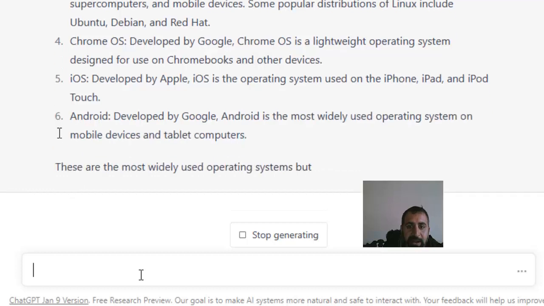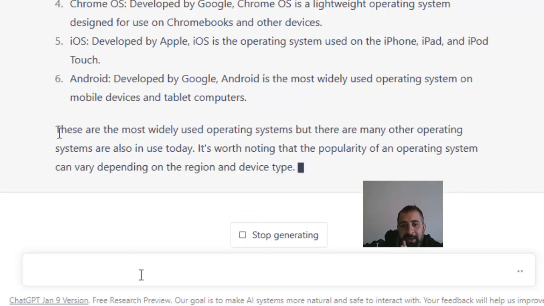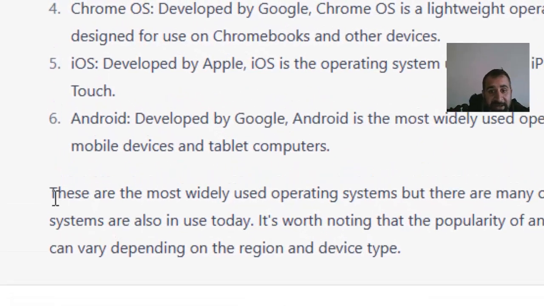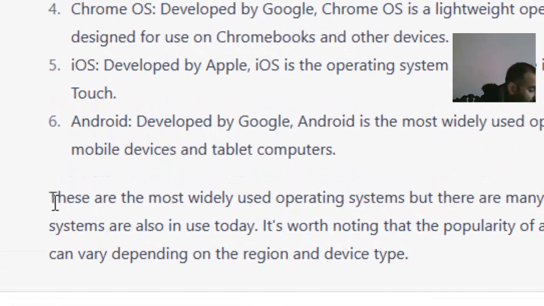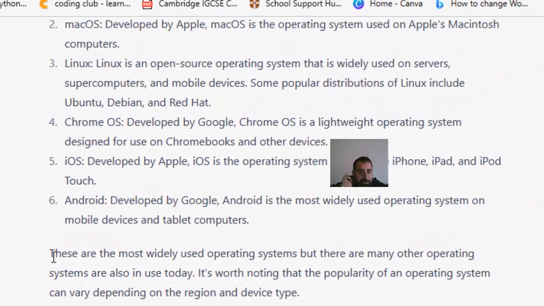iOS, developed by Apple. iOS is the operating system used on the iPhone, iPad and iPod Touch. Android, developed by Google. Android is the most widely used operating system on mobile devices and tablet computers. So we have Android mobile phones, isn't it? Yes, I am having one. So Google developed this software.